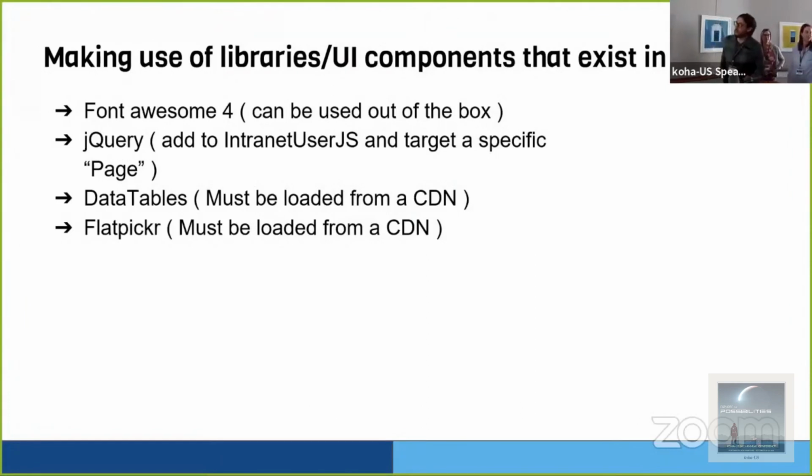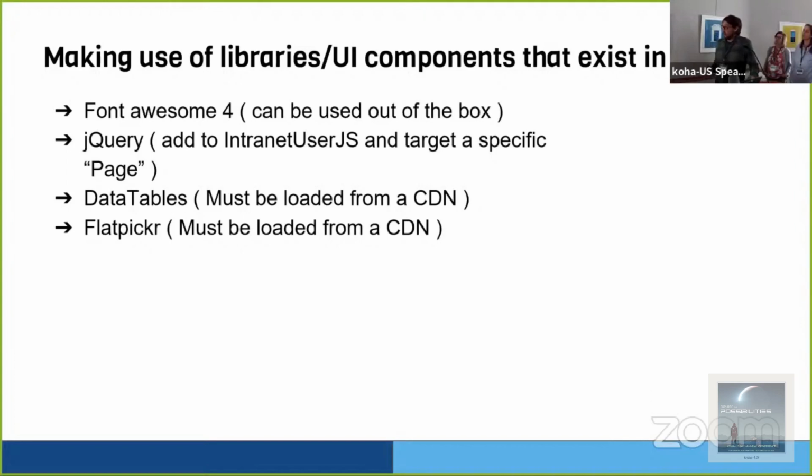But first, I'll talk about some of the things you can add to a page to make it cool and do different things for you. Some of these things you can do just right out of the box because they exist in Koha, like Font Awesome. You can go search for Font Awesome for icons, copy the code from that website, and use any of those cool icons anywhere on your pages. You can use jQuery by just adding it to your intranet user JS or your OPAC user JS if it's an OPAC page.